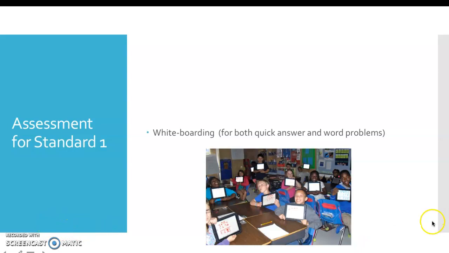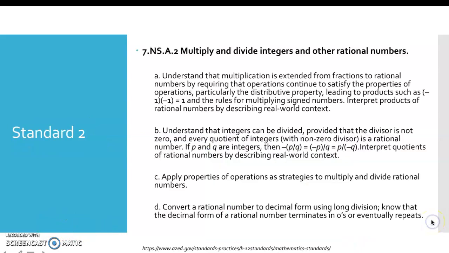And you can use these for both quick answers and word problems, just to kind of keep in mind their literary needs. So the second standard I want to cover in my Unit 3 is multiplying and dividing integers and other rational numbers. You can see this is another meaty standard, so it also includes A, B, C, and D, which again kind of map out my steps in my lessons to get to the big picture. So I'm going to go ahead and unpack this standard for you.